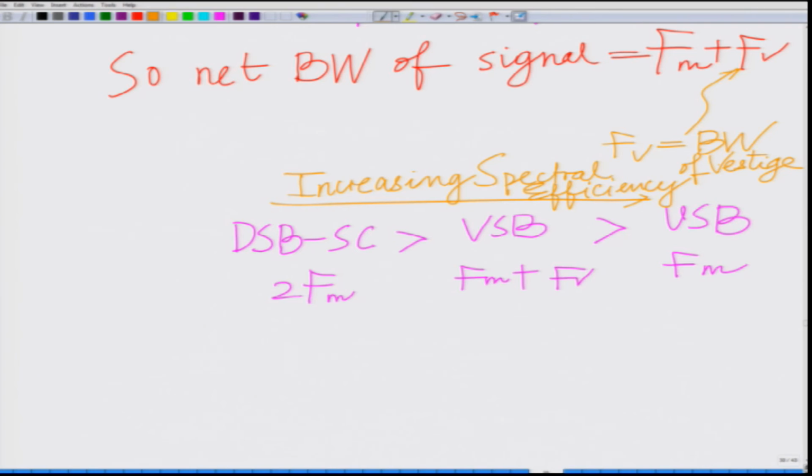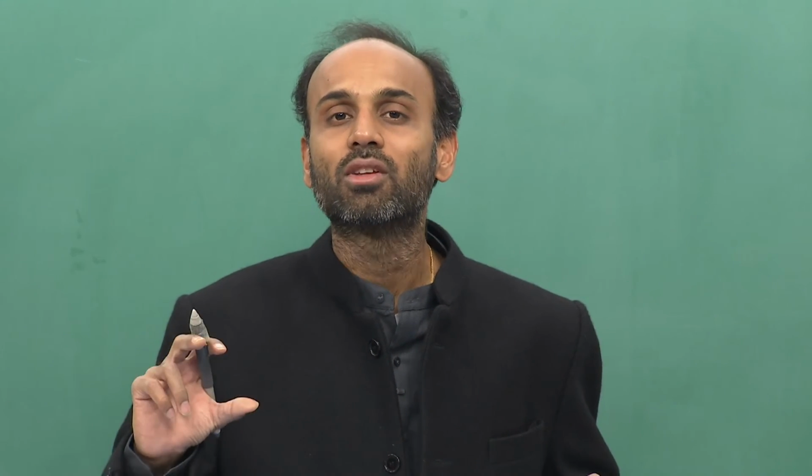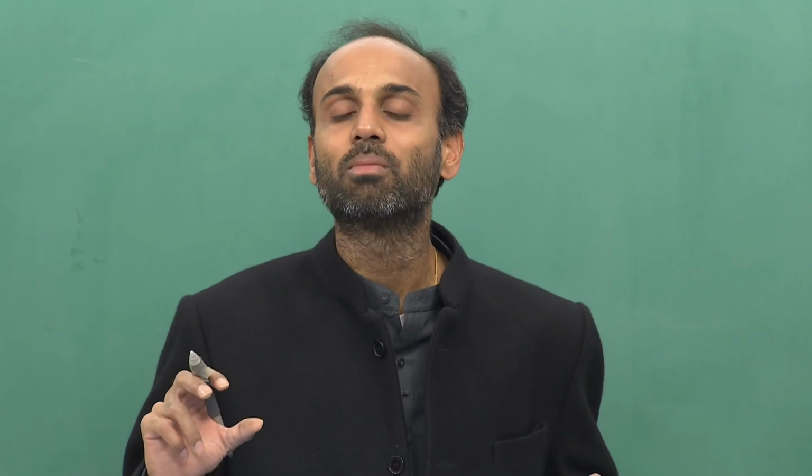So, you can see that vestigial sideband modulation is a trade off. It has a bandwidth efficiency, or spectral efficiency, that is less than that of upper sideband modulation, but more than that of double sideband suppressed carrier. However, it offers the advantage of much lower complexity in comparison to upper sideband modulation, since designing these non-ideal high pass filters is much easier compared to designing the ideal high pass filter required for upper sideband modulation.